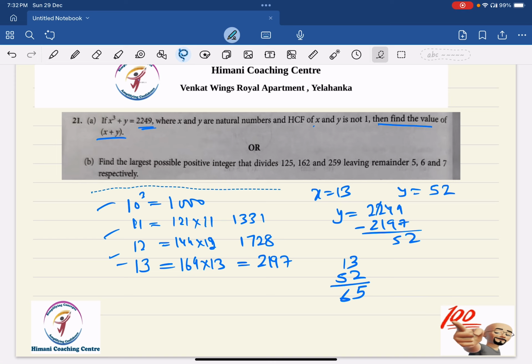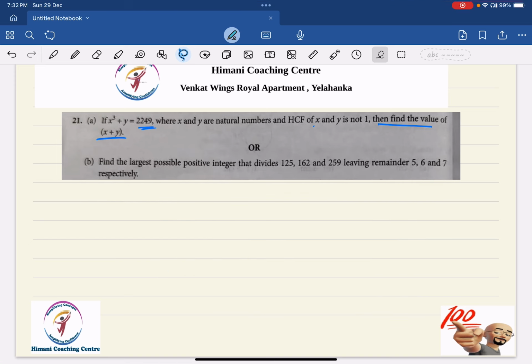Okay, now let us move to the choice question also, and here we are given: find the largest positive integer that divides 125, 162, 259, leaving remainders 5, 6, and 7. So what does that mean? That means that the largest integer would be a factor of 125 minus 5. So let us figure that out.